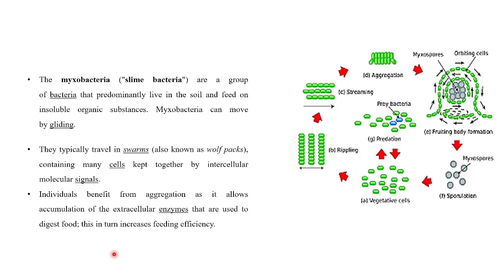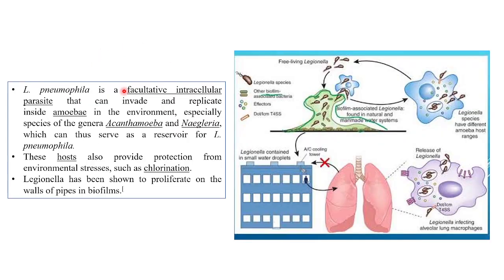So myxobacteria I was talking about, it's also called slime bacteria because it leaves a slime trail, and that's how it's able to move via gliding. They typically travel in swarms, with many cells kept together by molecular signals. And the individuals of the myxobacteria strain benefit from aggregation, which allows accumulation of extracellular enzymes that are used to digest food. So myxobacteria can be matched with slime trail.